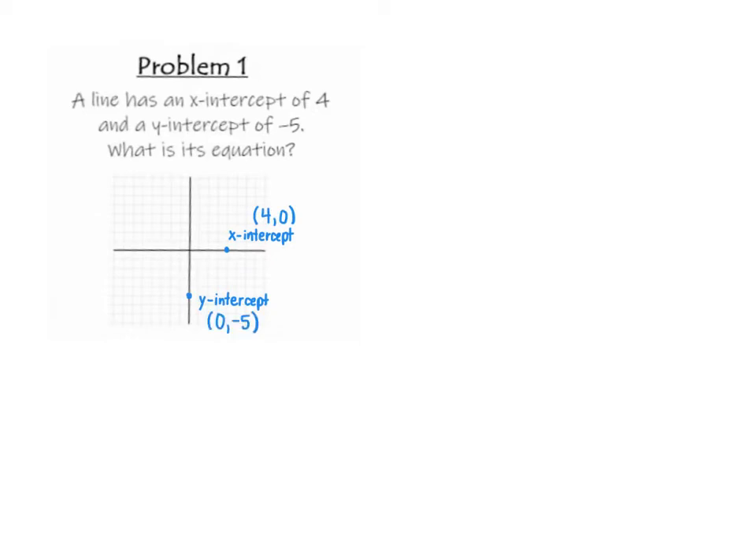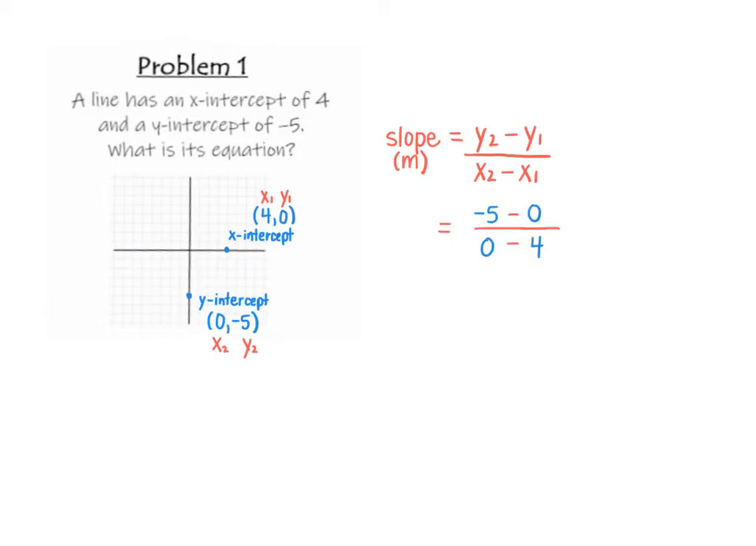We can use these points to determine the slope, or the m value. We'll need to use our slope formula, y2 minus y1 over x2 minus x1, and we'll need to label both of the points. We'll substitute our values into our formula and simplify to get a slope of -5 over -4, or just 5 over 4.